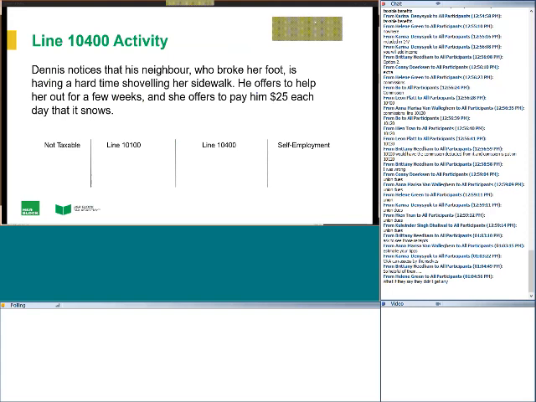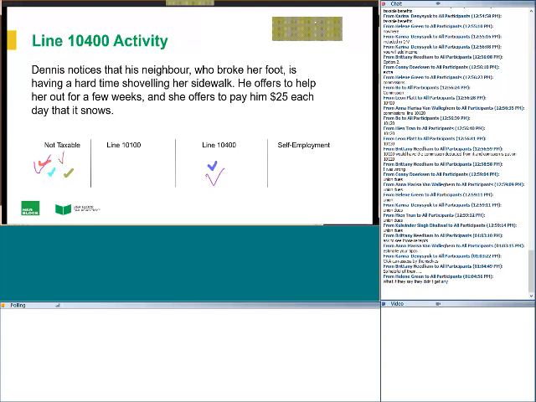Dennis notices his neighbor who broke her foot is having a hard time shoveling her sidewalk. He offers to help her out for a few weeks, and she says, "Oh, that's really nice. I don't want you to go to any trouble. I'll pay you $25 when it snows." So for a couple of weeks, he shovels her walk, and she pays him $25. Do you think that that is taxable, not taxable? If it is taxable, is it employment income? Has she hired him as an employee? Is it casual labor, or is it self-employment?